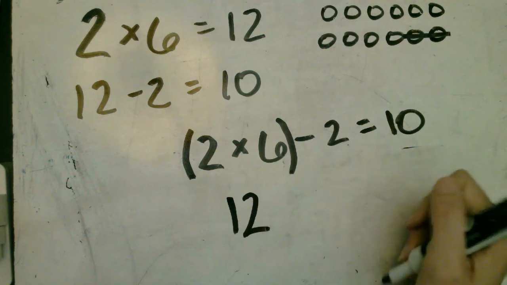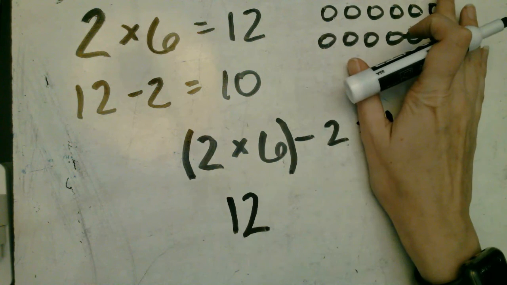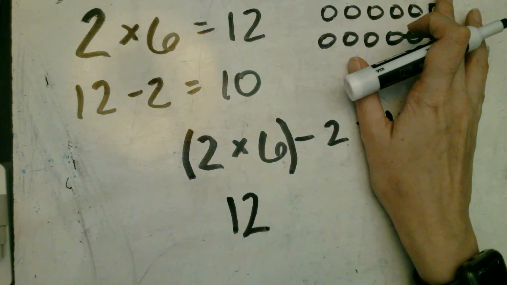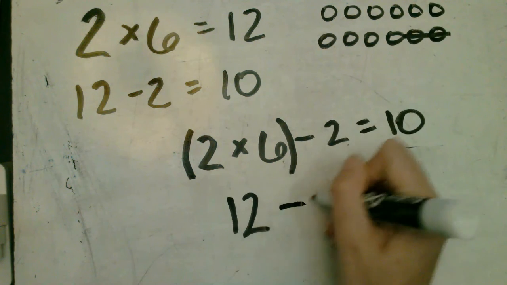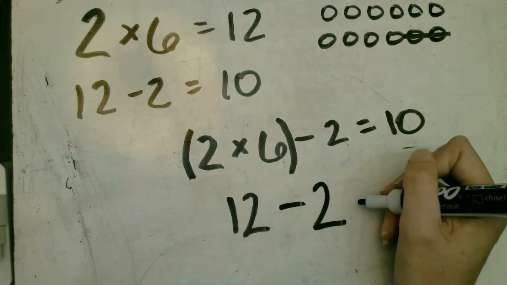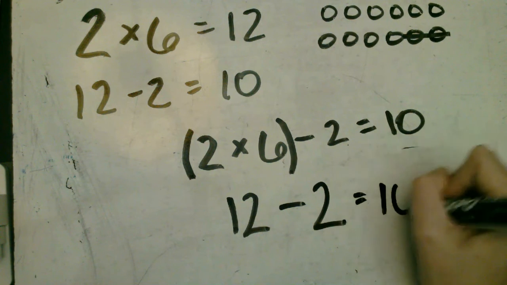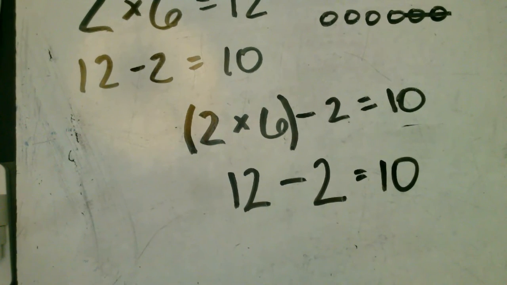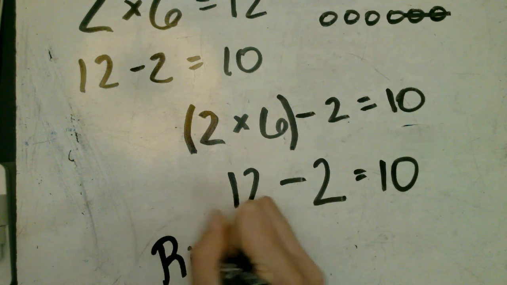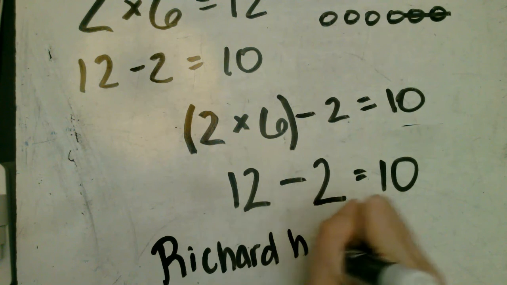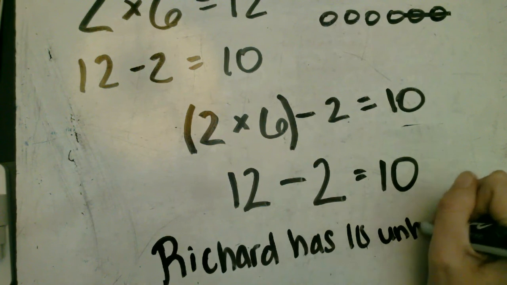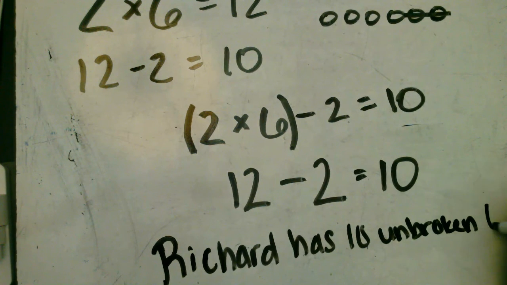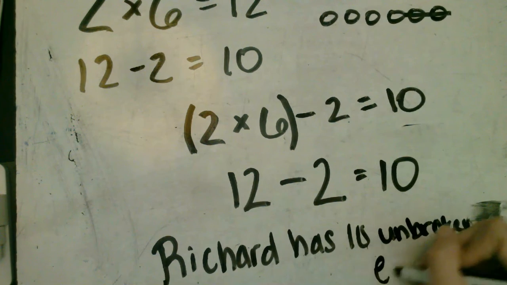Everybody, what's 2 times 6? Good, 12. What's left in our problem on the left side of our equal sign? Minus 2. We need to bring that on down. Is 12 minus 2 equal to 10? Yes, it is. So our sentence would be the same as before. Richard has 10 unbroken eggs. Whoop. Eggs.